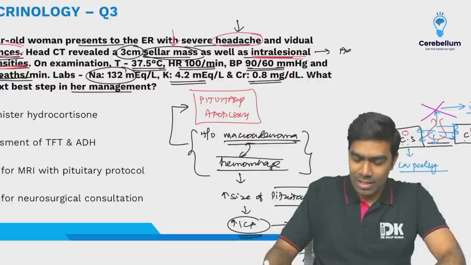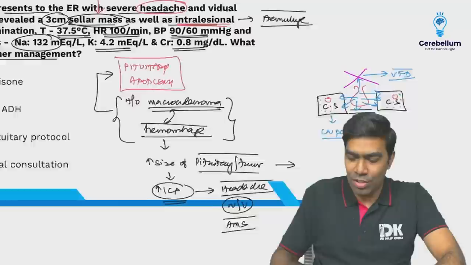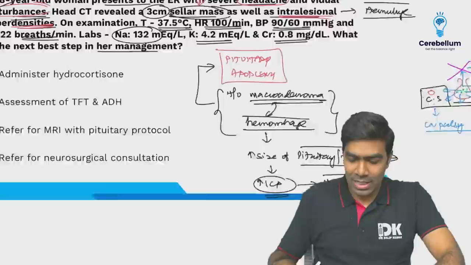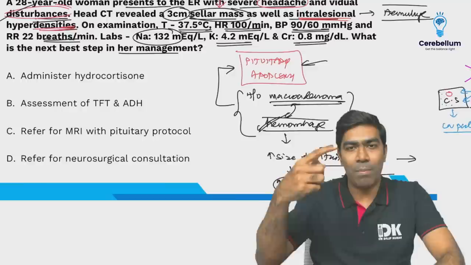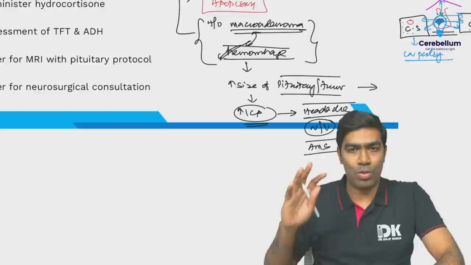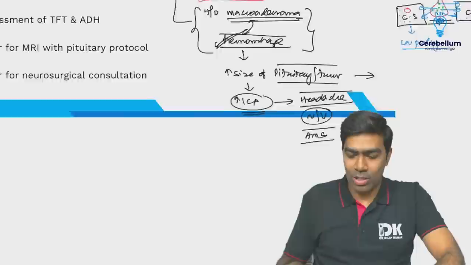Okay, hemorrhage. In the plain CT, if you see white spots, that indicates hemorrhage. That is nothing but intralesional hyperdensity. That is hemorrhage. So this clearly tells hemorrhage into the pituitary, and that hemorrhage into the pituitary is what we call pituitary apoplexy. It is an endocrinological emergency. A macroadenoma is more than 1 cm, everyone knows. That's an endocrinological emergency, because apart from causing all these problems, the increased pituitary tumor can produce visual field defects and cranial nerve palsies also.